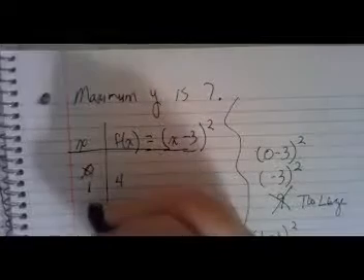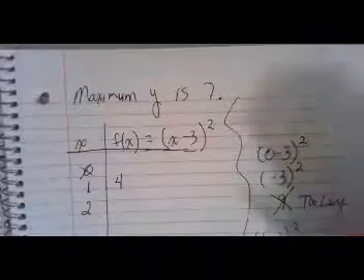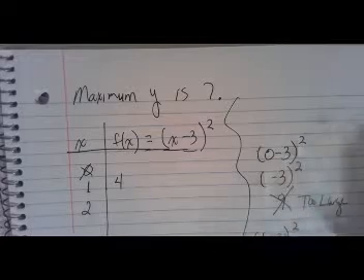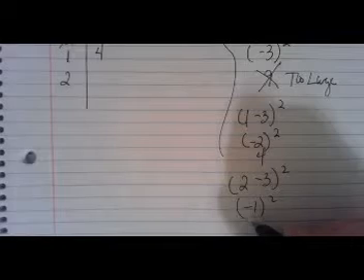Okay, remember I said you need at least a minimum of 3 points, one of them being the vertex. So let's put in 2. 2 minus 3 gives me a negative 1. Negative 1 squared would give me a positive 1. Sorry about the autofocus thing on my document camera, guys. Okay, so negative 1 squared gives me a 1.